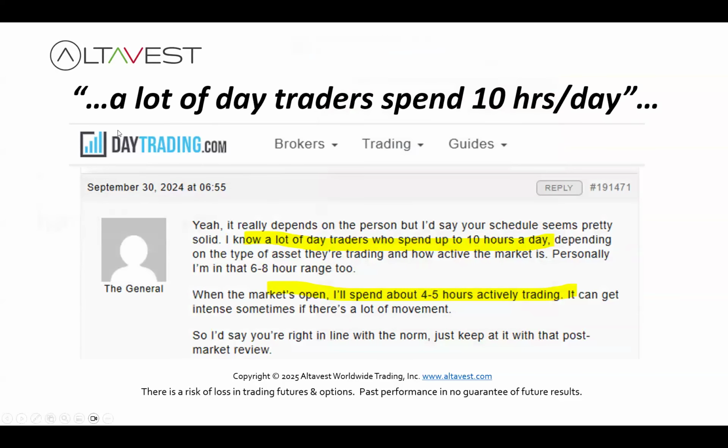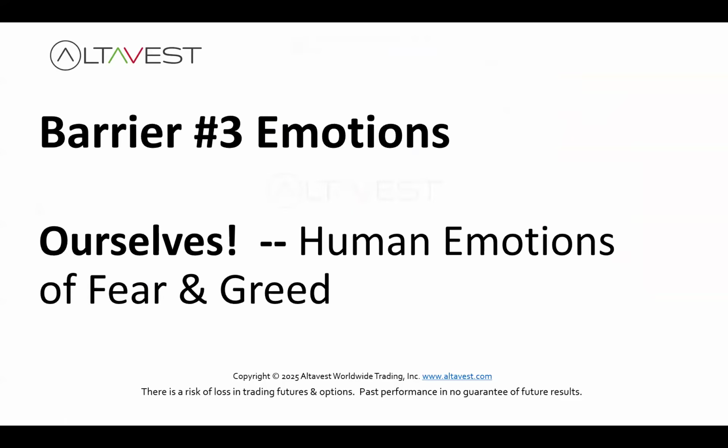And here's something. A lot of day traders spend 10 hours a day trading. It's just from a day trading website I came across, and they'll spend 4 to 5 hours actively trading during the day. And I think that's okay if it's working for you. Don't change it if it's working. But really, from our experience, the reality is most people can't do that. We have jobs and lives and family and hobbies and things as well.